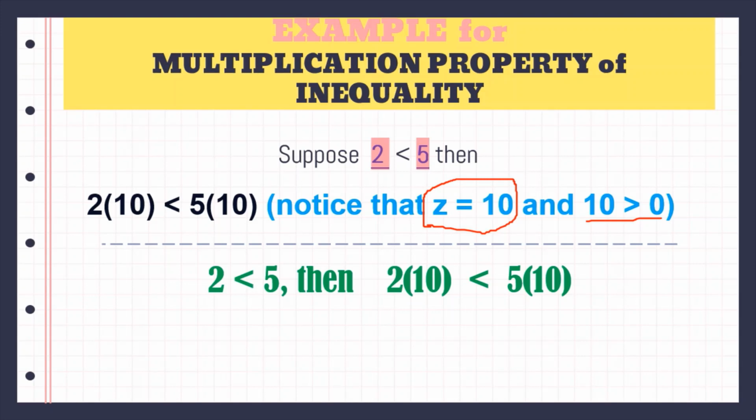So, for example, this is x less than y. Tapos ito si x at ito si y. So, yung minultiply nila both sides, that will be z. Nag-multiply both sides. Yan. Meaning that is multiplication property of inequality. So, 2 times 10, that will be 20. Less than 5 times 10, that will be 50. So, this is true.